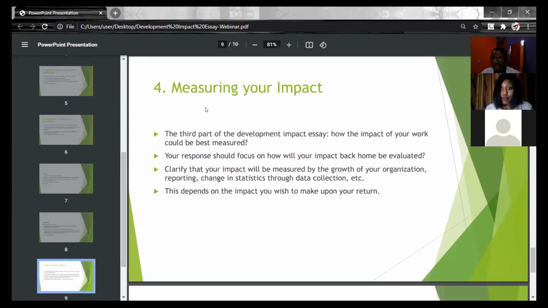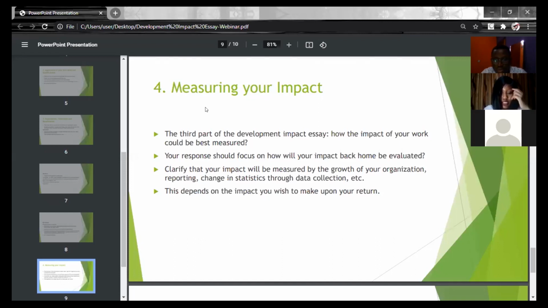Then measuring your impact. That's the fourth part. How are you going to measure the impact that you want to achieve? In other words, how are you going to evaluate the outcomes that you want to achieve with your proposed study, should you get the scholarship? This depends on what impacts you want to see, because somebody going to do civil engineering won't state the same impact as somebody going to do policy or public health. So what kind of impacts do you want to see, and how are they going to be measured?